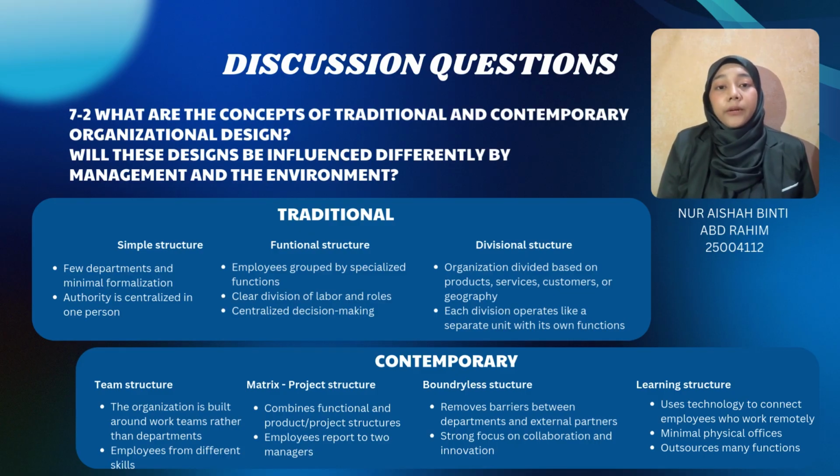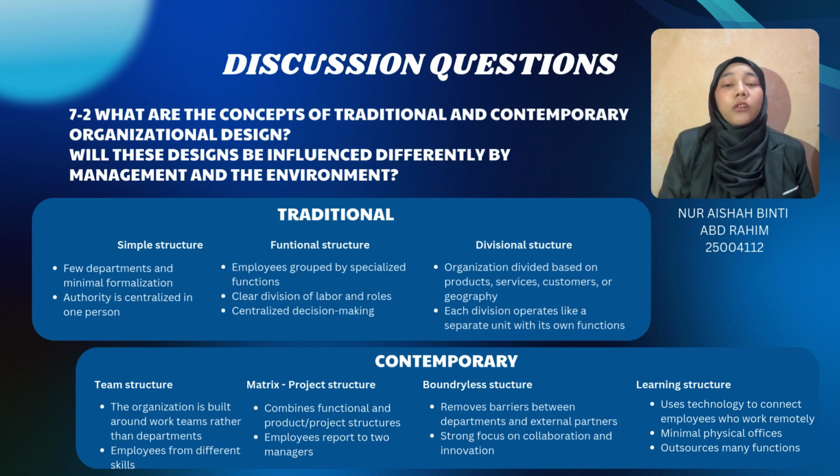Next, the concept of contemporary organizational design consists of 4 structures that help organizations respond quickly to change, competition and technology. Firstly, the team structure that has employees from different skills but without line managerial authority from top to bottom. Moreover, the matrix project structure allows an organization to combine functional and product or project structure. For example, a company that has 2 projects can assign an engineer to the engineering department but also contribute to a construction project. This makes an employee report to different managers.